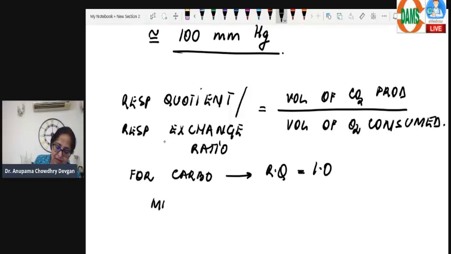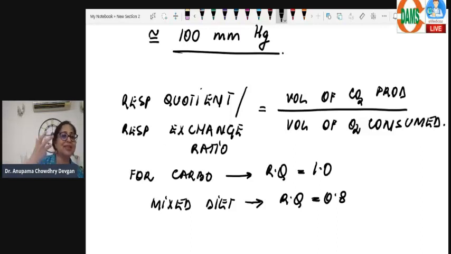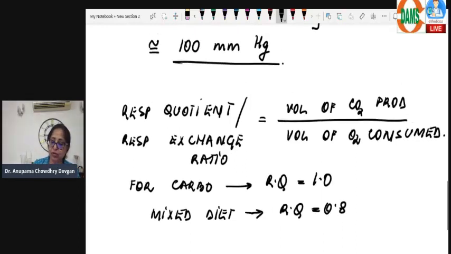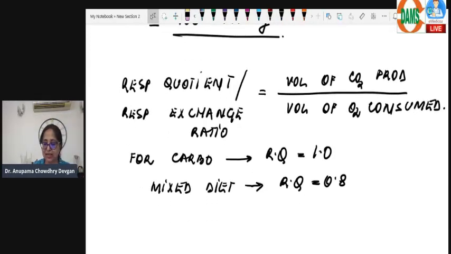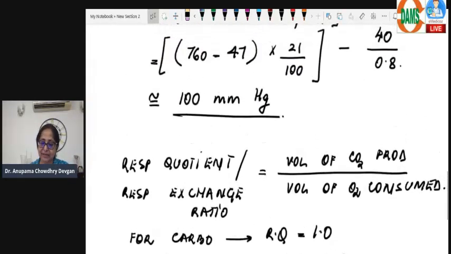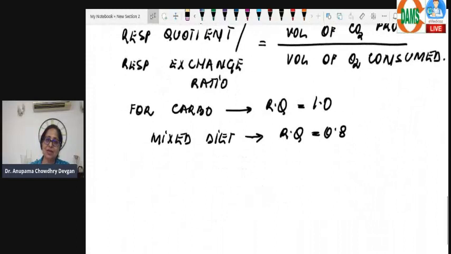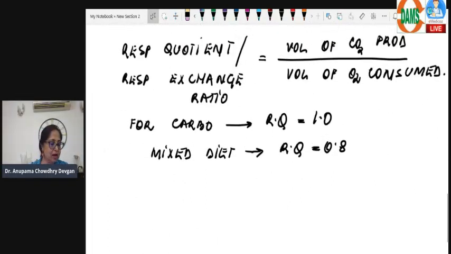But for a mixed diet, the RQ now reduces to 0.8. Why 0.8? That means the oxygen consumed is more than the CO2 produced. This is what you mean by RQ. It is also known as the respiratory exchange ratio, the volume of CO2 produced divided by the volume of oxygen consumed. On a carbohydrate diet, RQ will be 1, as the volume of oxygen consumed to metabolize carbohydrates and the volume of CO2 produced is the same. But in a mixed diet, RQ is going to be 0.8, right? Now, this is your alveolar gas equation and what RQ is.